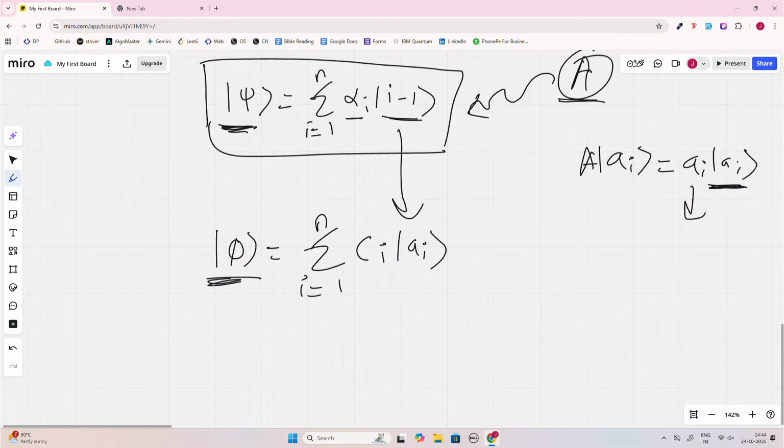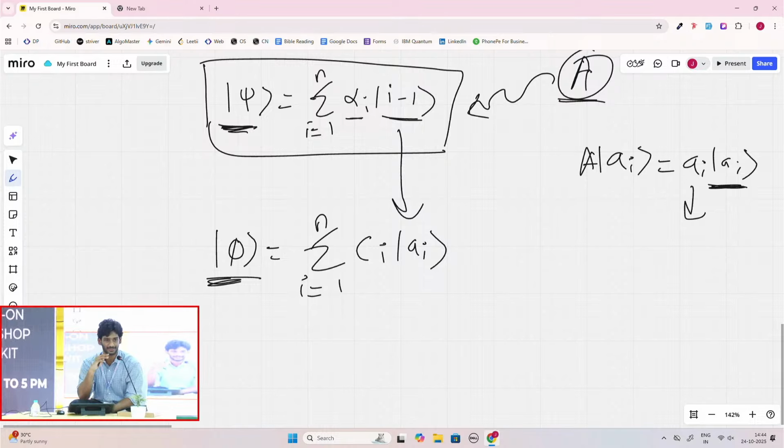Here it was i minus 1 state before, and now it became a i state. Why? Can anyone answer why it became a i state? I can keep i minus 1 only, right? So why a i? Okay, now say it. The i minus 1 state became a i state. How and why?